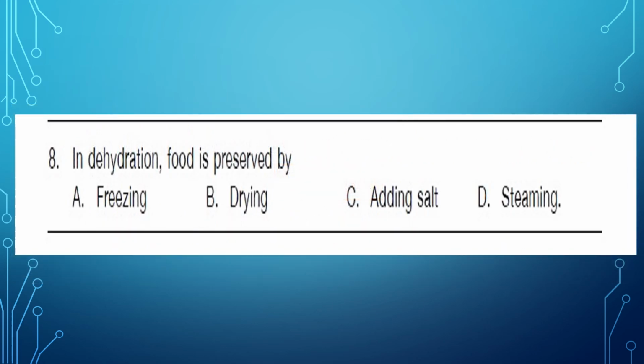Question number 8. In dehydration, food is preserved by option A, freezing, B, drying, C, adding salt, D, steaming. And the right answer is option B, drying.